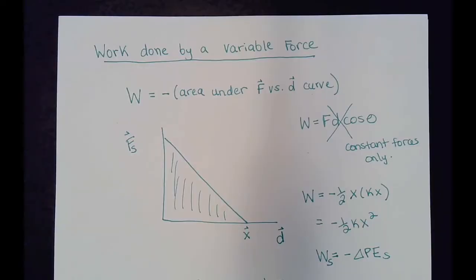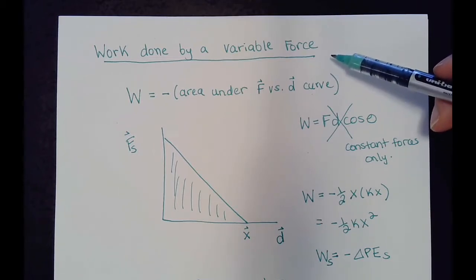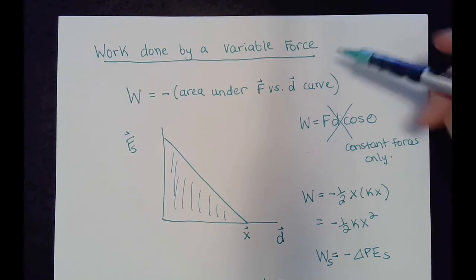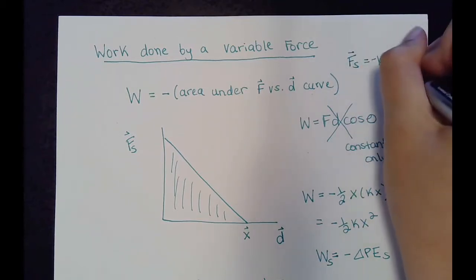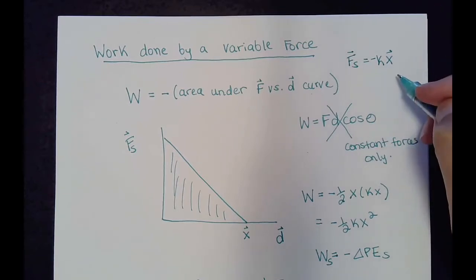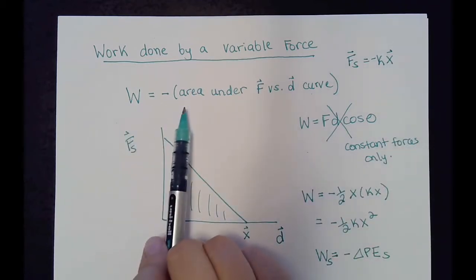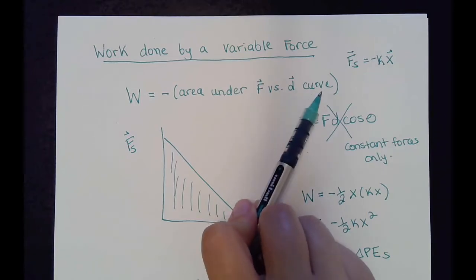The elastic or the spring force is a really interesting force because it's the first example of a variable force that we've seen. The other forces we've looked at, gravity, friction, applied forces, have all been constant as an object moves over a displacement. Since the spring force, Fs equals negative kx, it depends on the displacement and changes as the object moves. So in this case, the work is equal to the negative of the area under the F versus d, or the force versus displacement curve.